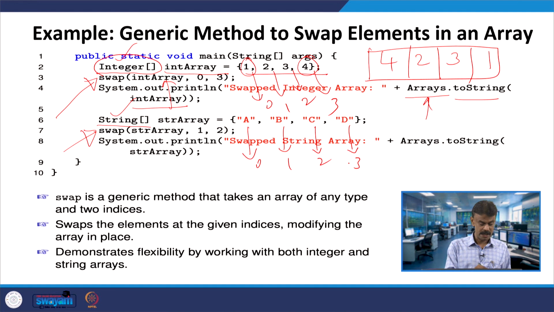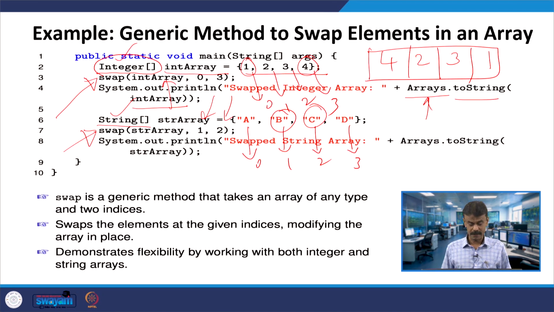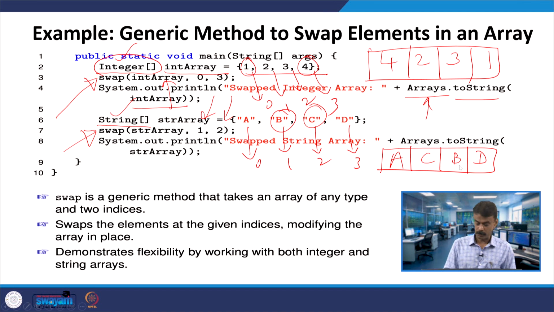Now the question is, when you are calling this swap, passing the string array, the base address as you call it in C++, here you call it the identity hash code in Java, you are passing index 1 and index 2. Index 1 is B and index 2 is C. So, now all T will become string, and then you are swapping. When you swap 1 and 2, you get the output A, C, B and D. Okay, so these are the two outputs we will get.